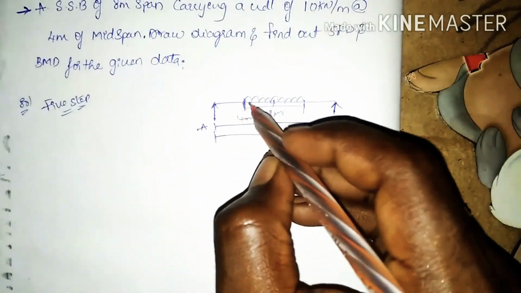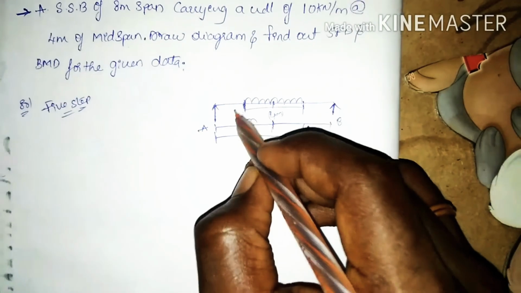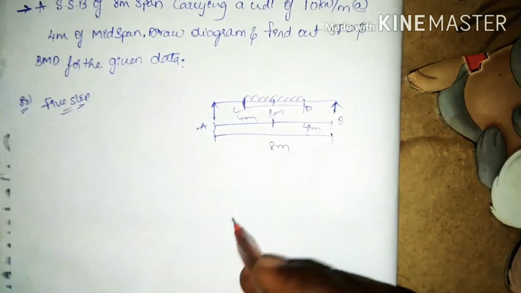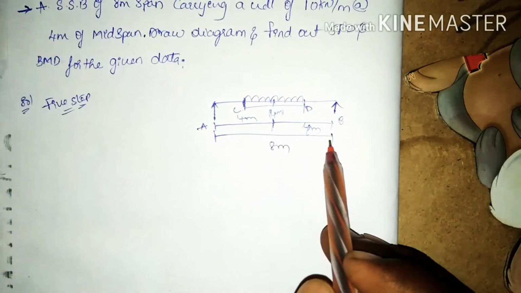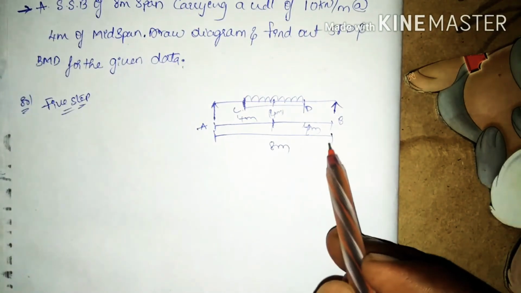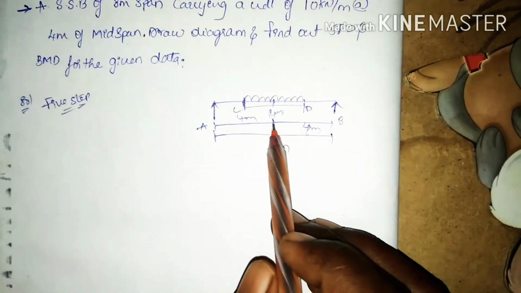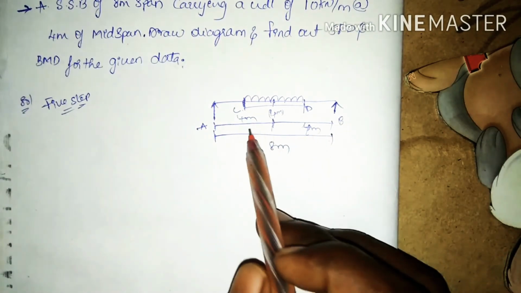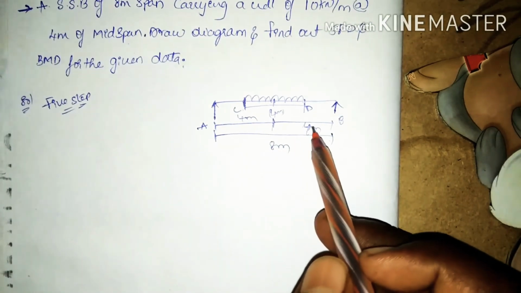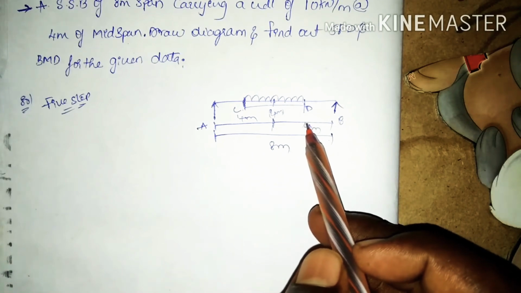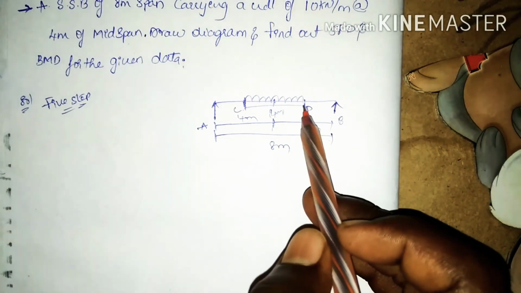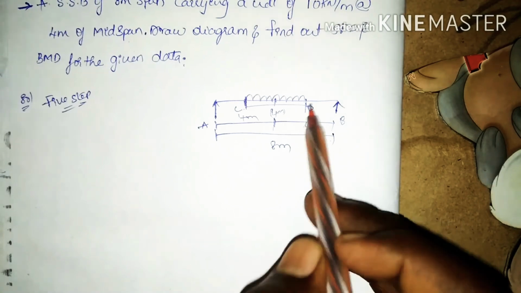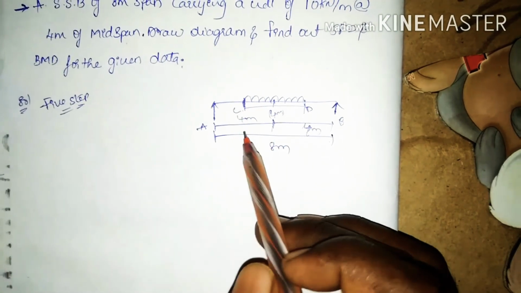Let us plot the points here, that is A, B, C and D. Here we are having 8 meters of span. We are going to divide this into two equal parts of 4 meters, and when we divide the 4 meters into half, we are going to have a UDL for the 4 meters.